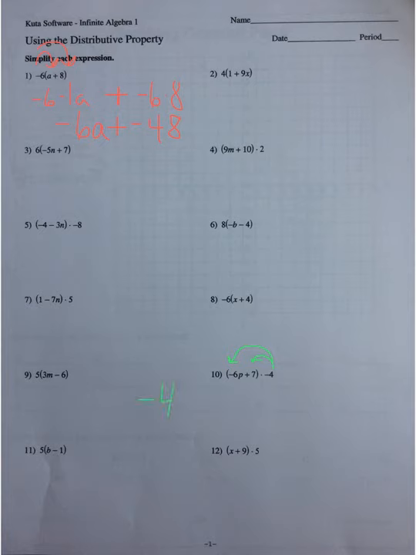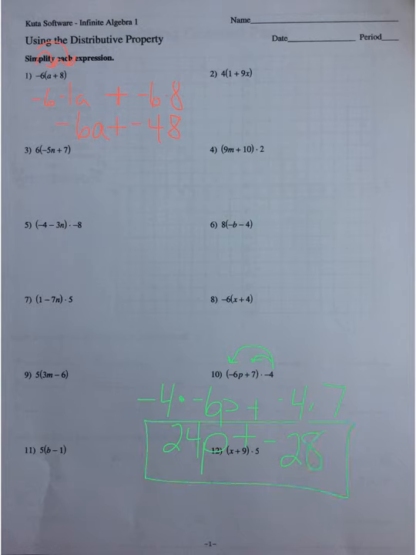So we're going to have -4 times -6p. And we know that a negative times a negative is a positive, so that's 24p. Plus, and the -4 times the 7. And we know -4 times 7 is a -28.